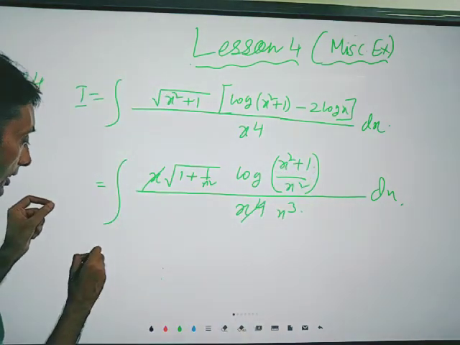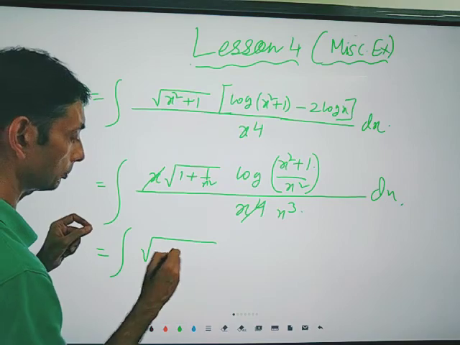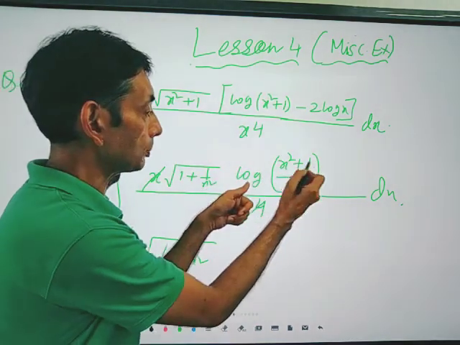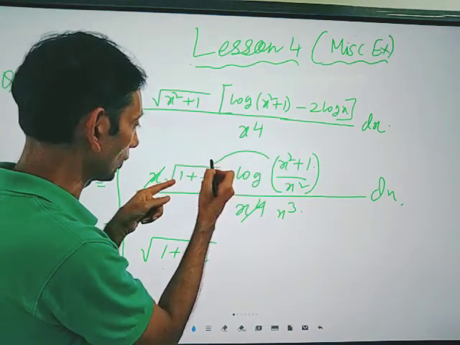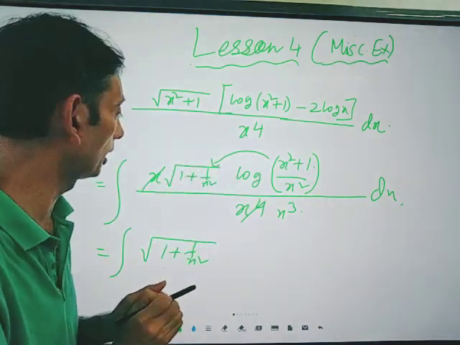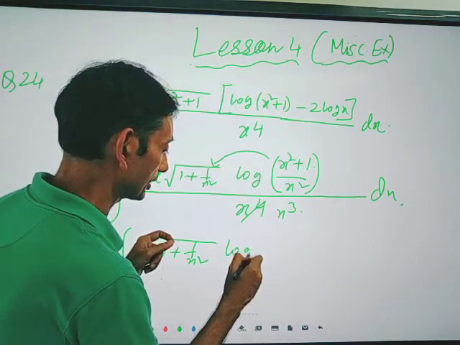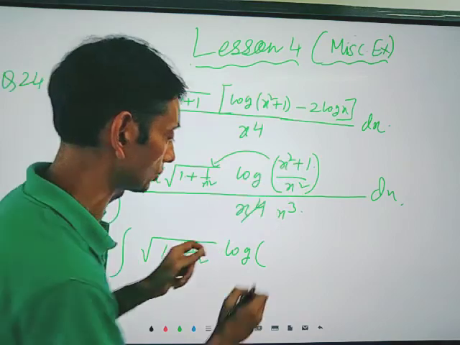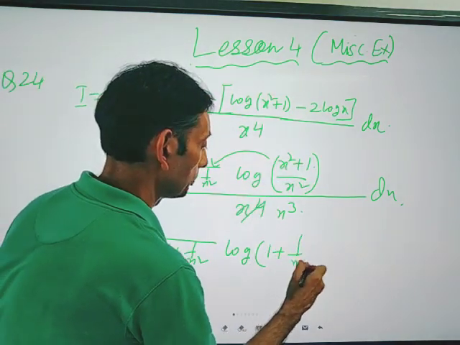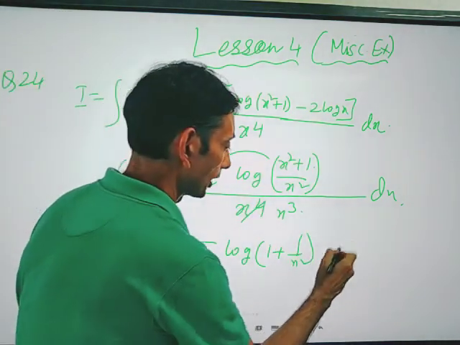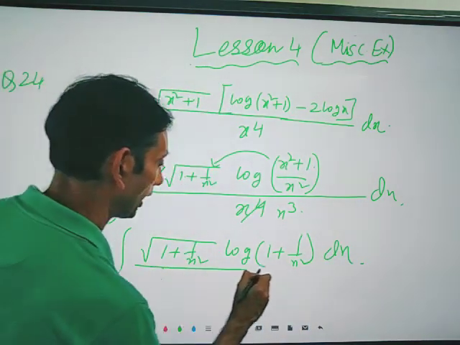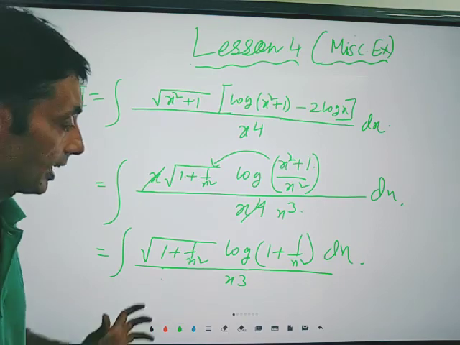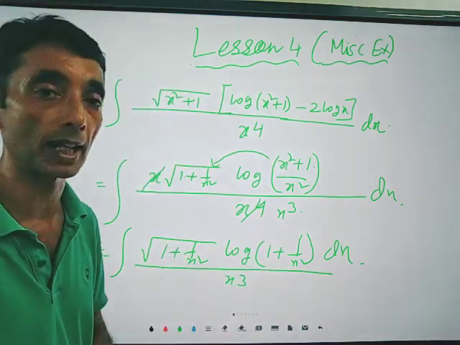We need one more step. This expression, x squared plus 1 by x squared, we will also write in the form of 1 plus 1 by x squared. So that can be written as log. If we divide this binomial x squared plus 1 by x squared, it will be 1 plus 1 by x squared, dx, divided by x cubed.